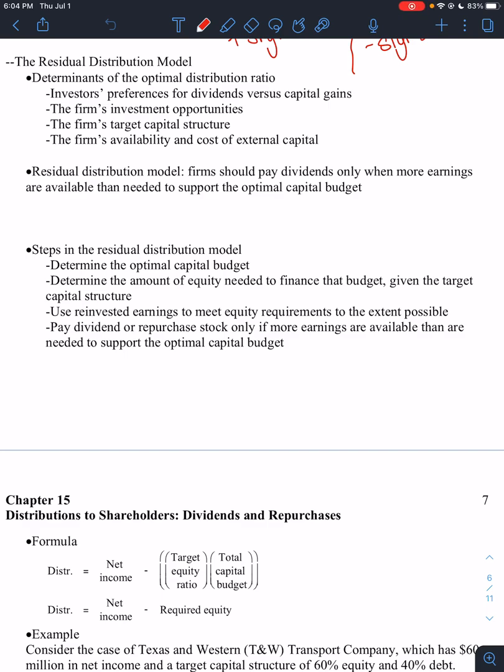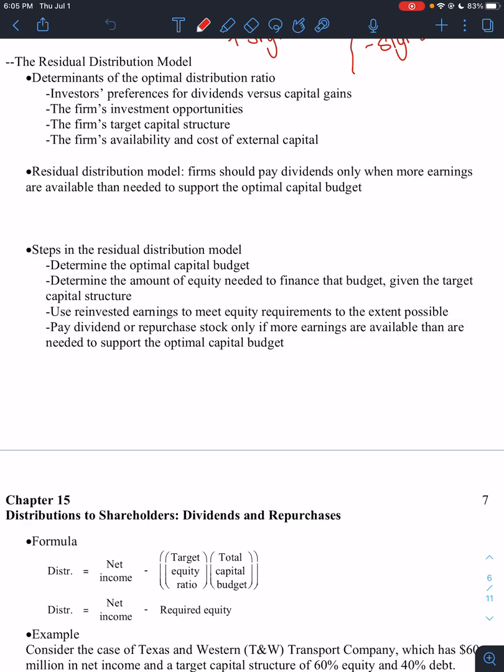All right, the last theory or model in the chapter is called the residual distribution model, and it's one of these things where it tells you what it is in its name. It says you're going to distribute whatever you have left over, aka the residual distribution.